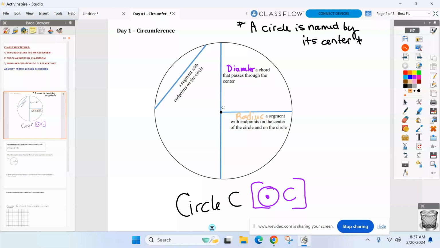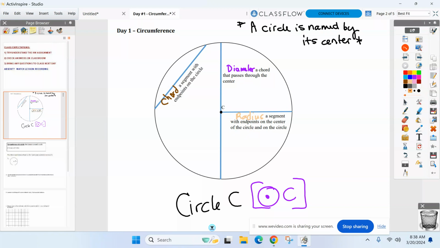And quickly, anybody know how these two are related? Diameter is equal to 2 times the radius, right? Double the radius, you get the diameter length. And then I left this third one for last. What if it has nothing to do with the center, but the endpoints are on the circle? Anybody know this one? Chord. C-H-O-R-D. That is a chord.